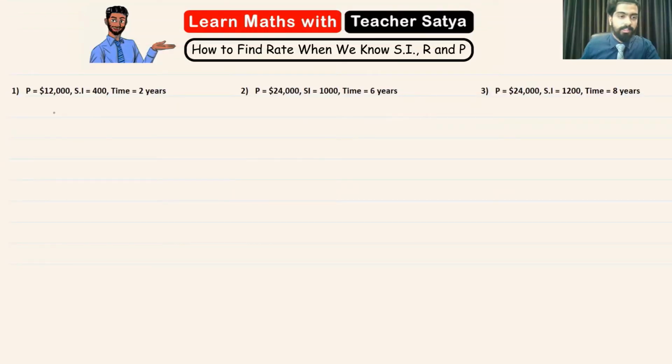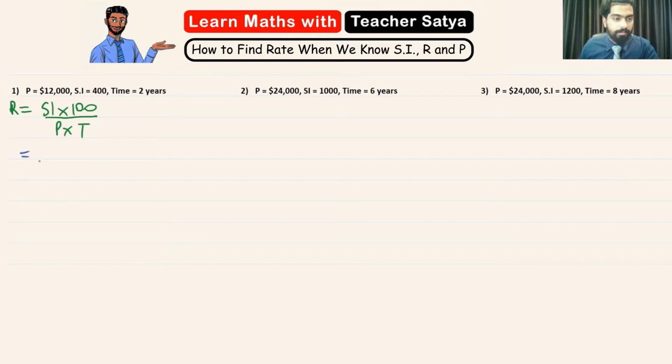Alright guys, so in this question, what we know is the principal is 12,000, the SI is 400 and the time is 2 years. Now we are going to find for R. Step number 1, let's start off by writing the formula down. R is equal to SI multiplied by 100 over P times T, right guys? Now we'll be using this formula whenever we need to find the rate.